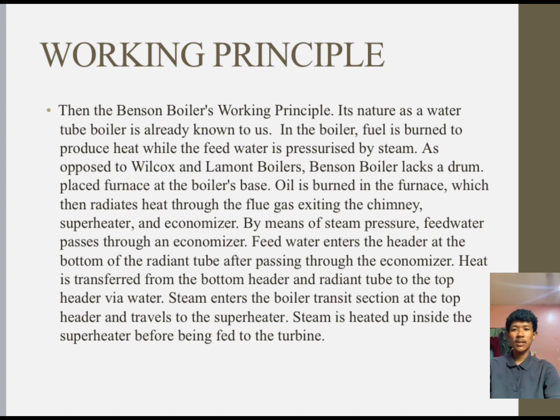Feed water enters the heater at the bottom of the radiant tube. After passing through the economizer, heat is transferred from the bottom heater and radiant tube to the top heater via water. Steam enters the boiler transit section at the top heater and travels to the superheater. Steam is heated up inside the superheater before being fed to the turbine.